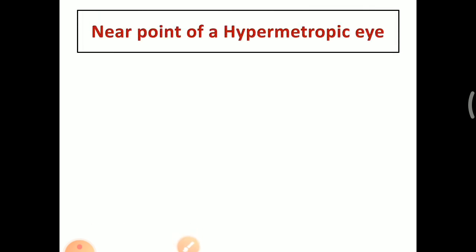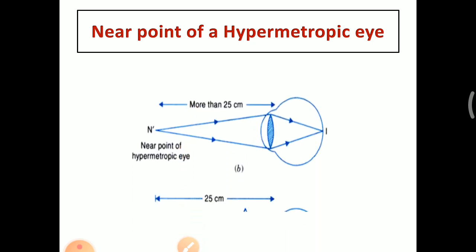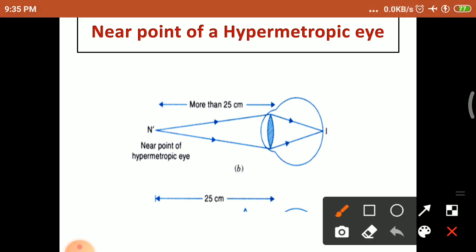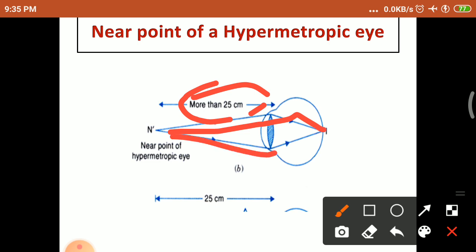The next one, what is meant by the near point of a hypermetropic eye? Near point means up to which lowest distance the person can see the object clearly. For a normal eye, the near point is 25 centimeter. Here the near point of the hypermetropic eye is more than 25 centimeter. So the image is formed behind the retina.